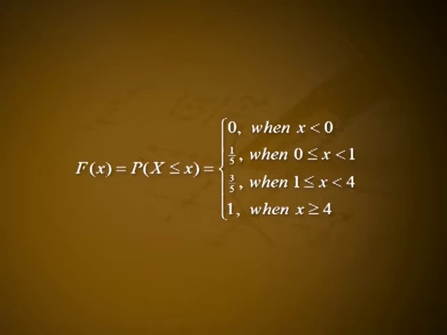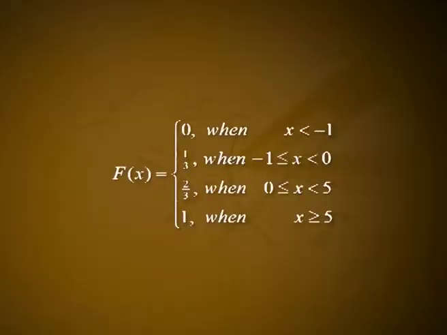Now, the distribution function F(x) = P(X ≤ x) is 0 when x < 0, 1/5 when 0 ≤ x < 1, 3/5 when 1 ≤ x < 4, and 1 when x ≥ 4.